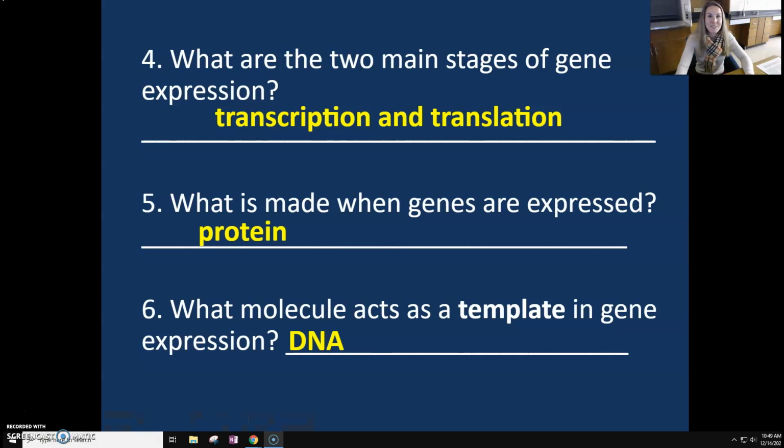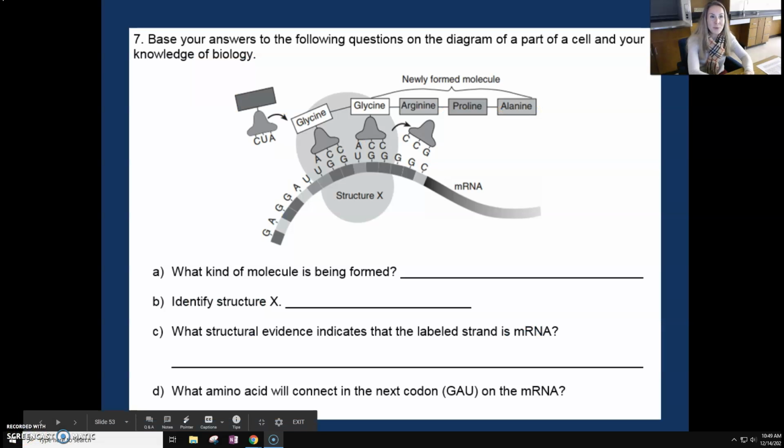And finally, question number 6, what molecule acts as a template in gene expression? DNA. Remember, DNA is where the message is copied. mRNA copies the message, so transcribes the message with the complementary bases for RNA, leaves the nucleus, brings the message or the codons to the ribosomes, and at the ribosomes, tRNA brings over the amino acids for proteins to be made. Next, we're going to use what we've just learned to answer the questions with the diagram.